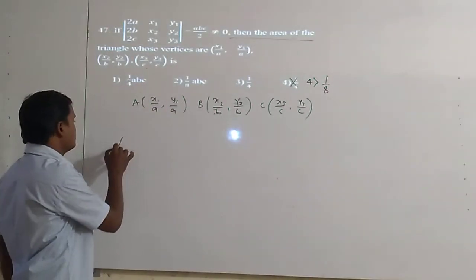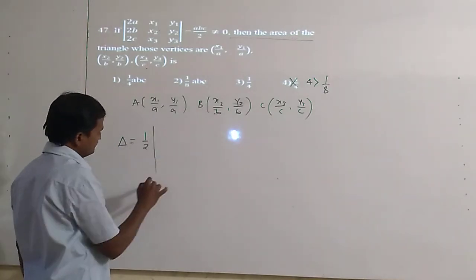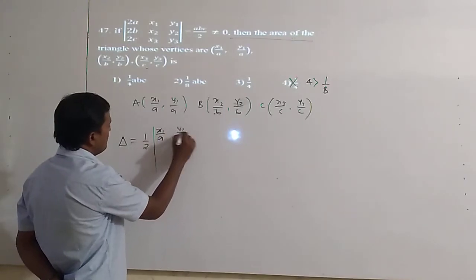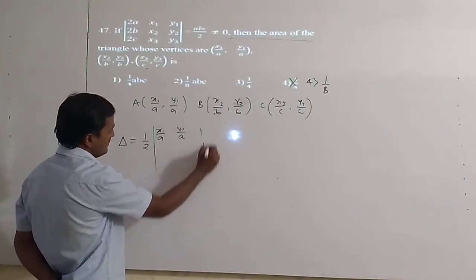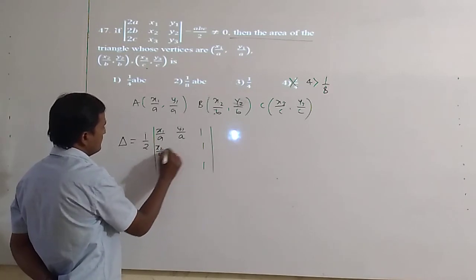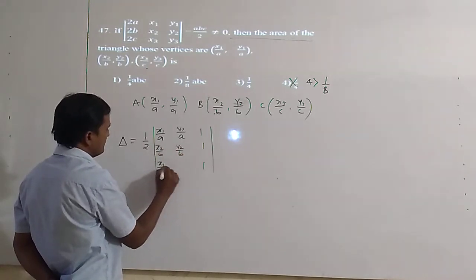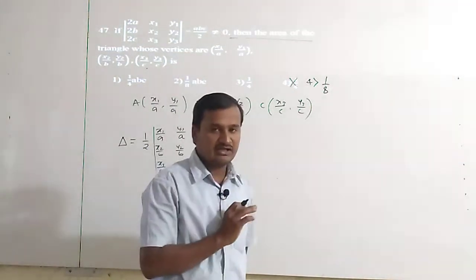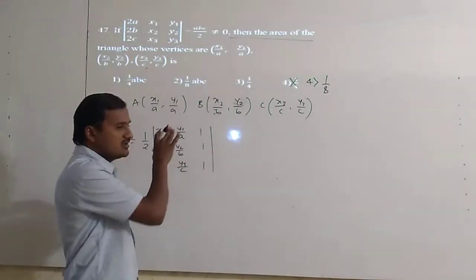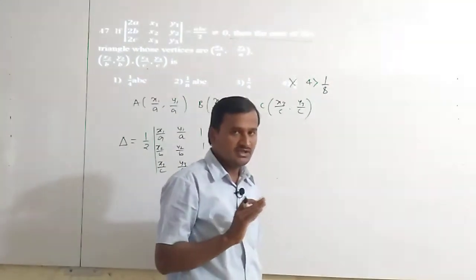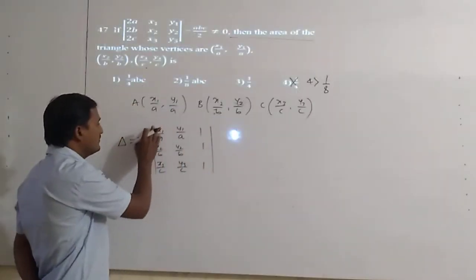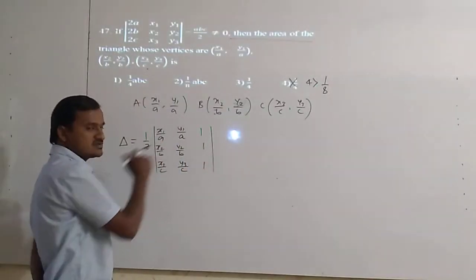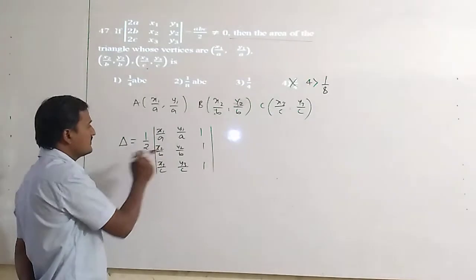So for this we know the formula: 1/2 times the determinant with rows x1/a, y1/a, 1; x2/b, y2/b, 1; and x3/c, y3/c, 1. This is the formula to find the area of the triangle with vertices (x1, y1), (x2, y2), (x3, y3). I have just replaced the values of x1 y1, x2 y2, x3 y3 by these, so I got this. This is the standard result.